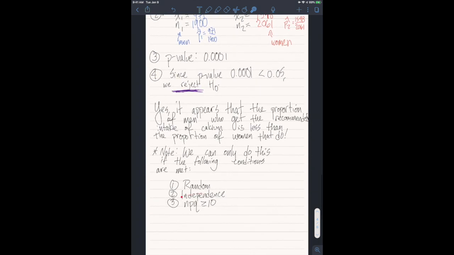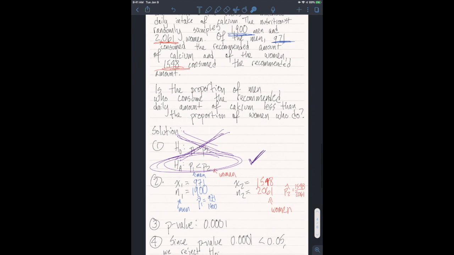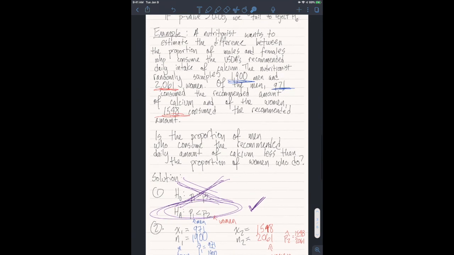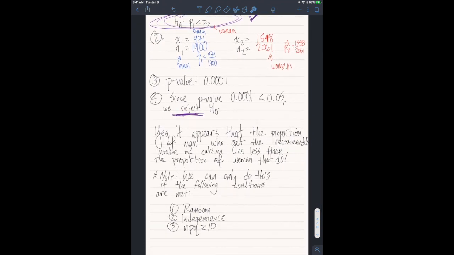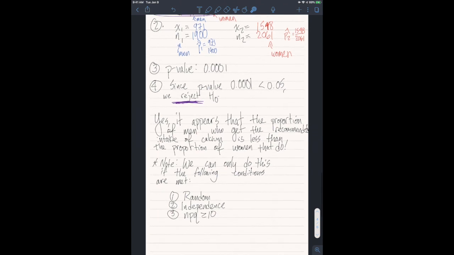And the last thing, npq is greater than 10. You can check it out, but I'm pretty sure with these really high n's, right? How many sampled? Almost 4,000. That's going to be greater than 10 after you take the product. But in small cases, sometimes this isn't true.